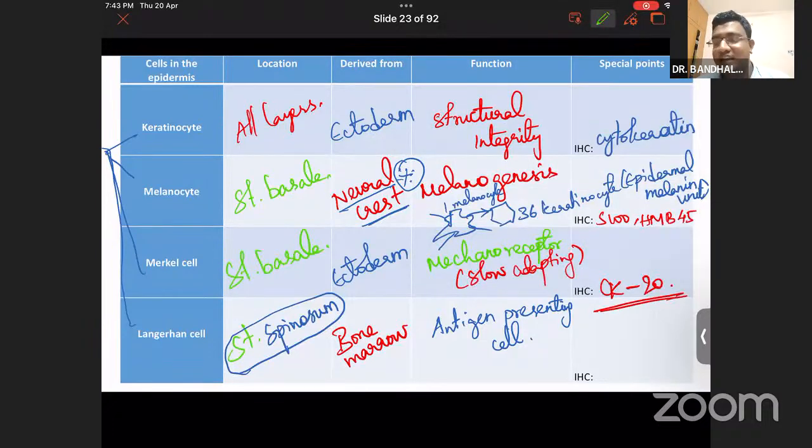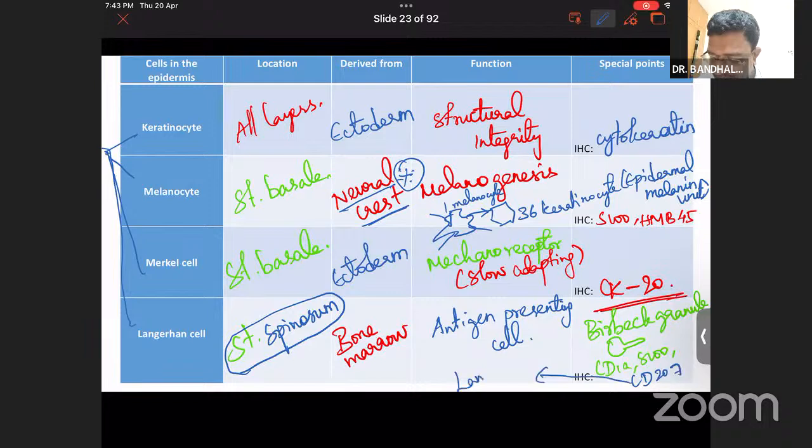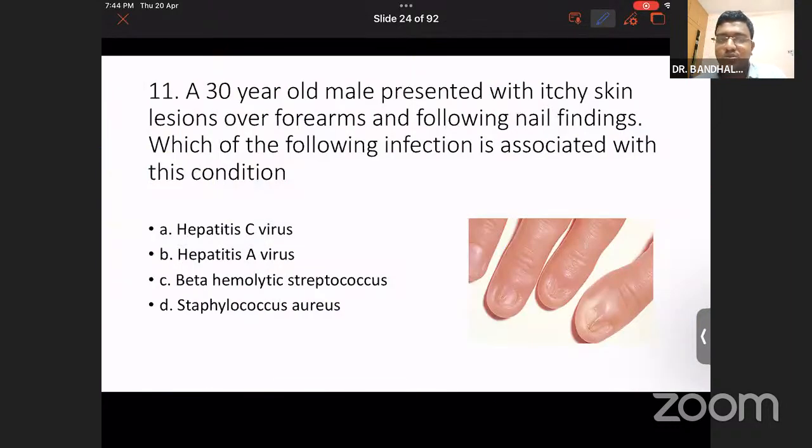The last one is Langerhans cell, which is an antigen presenting cell. It has Birbeck granules, tennis racket shaped granules in the electron microscopy. That is a special point. IHC markers are CD1a, S100. The important thing you should remember is CD207, which is also known as Langerin. You can remember in this way. If you put the L in a rotatory manner, it will be 7. So L7. Okay, 207 is Langerin. These are the IHC markers. We'll move on to the next question.